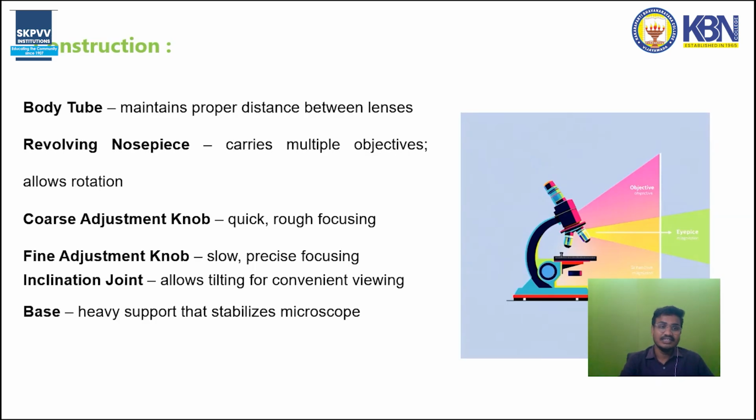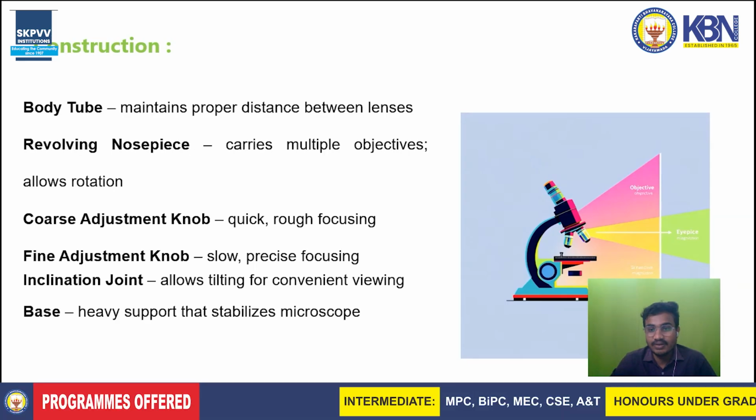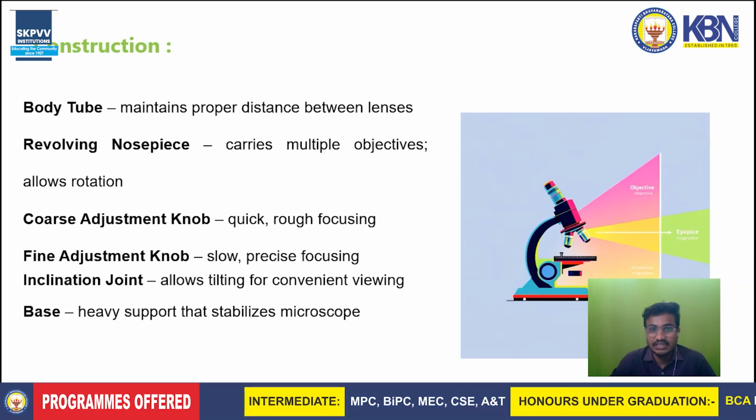The next one, regarding the construction, these are all the mechanical parts we have: body tube, revolving nose piece, coarse adjustment knob, fine adjustment knob, inclination joint, and the base part. So coming to the body tube, it maintains the proper distance between the lenses, because the body tube will maintain some distance between the specimen and the lenses.